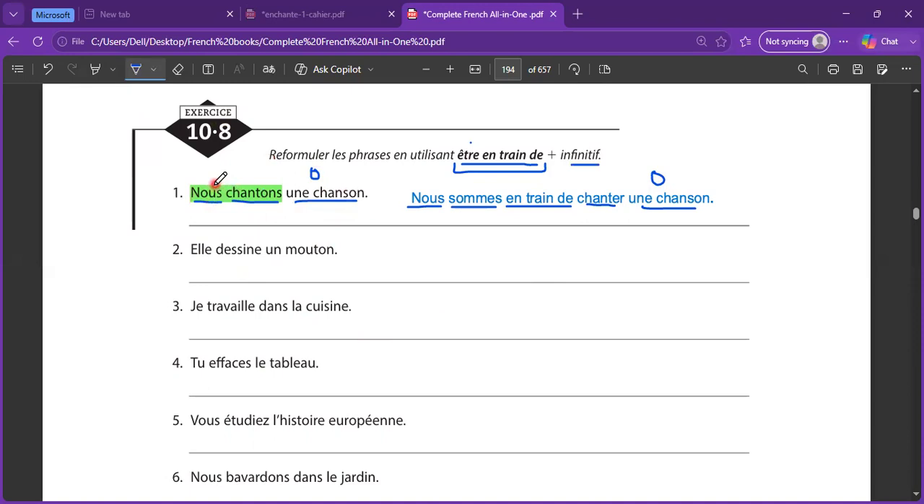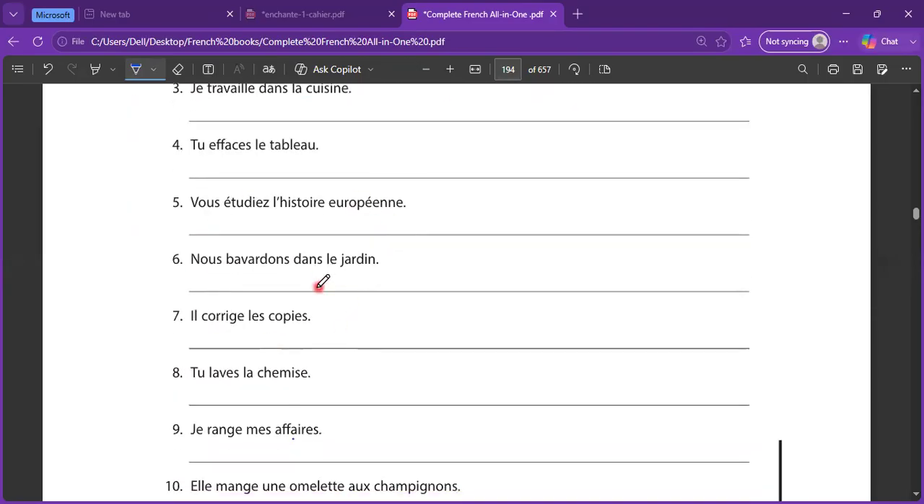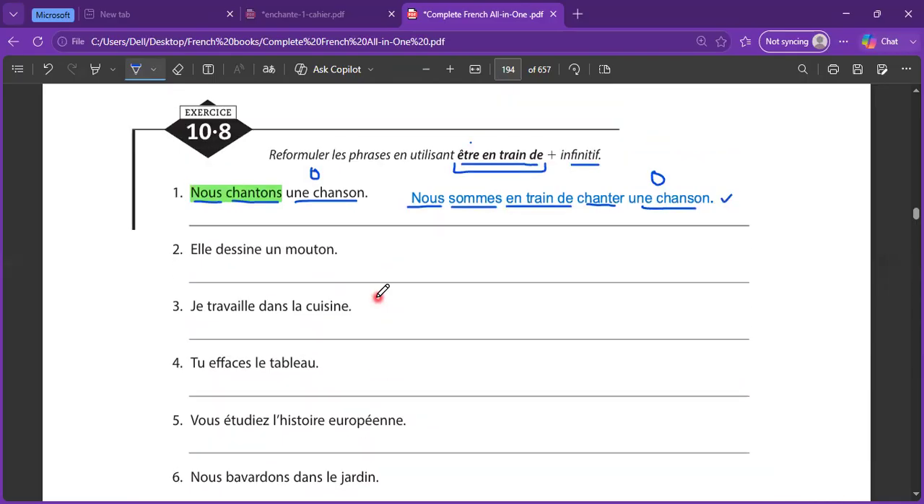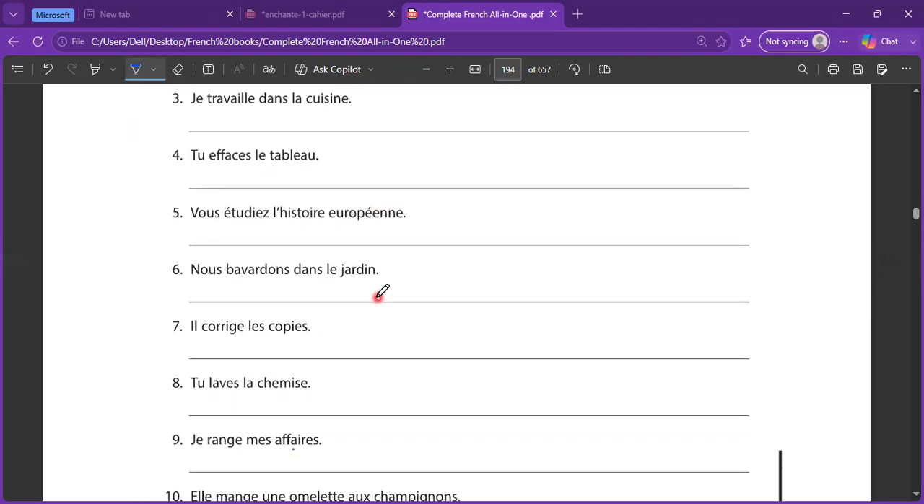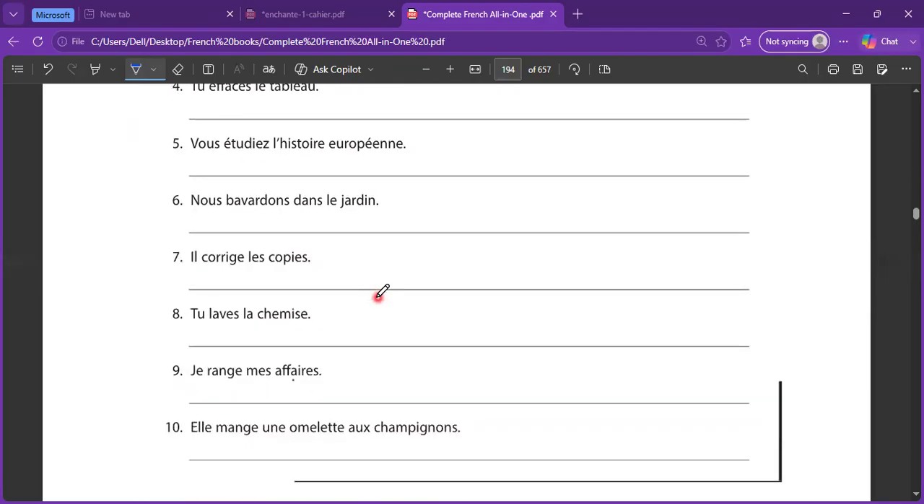We are singing a song, but not at the time of the speaking. But nous sommes en train de chanter une chanson. It is at the time of speaking. I hope you have understood the difference. Now we'll be using all these sentences as an example to solidify this concept.